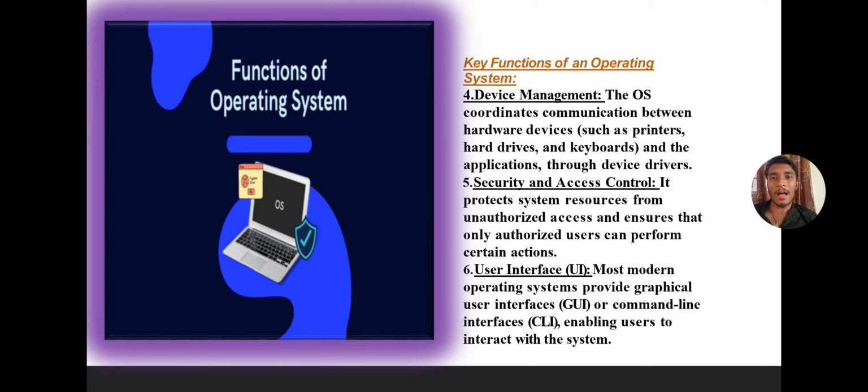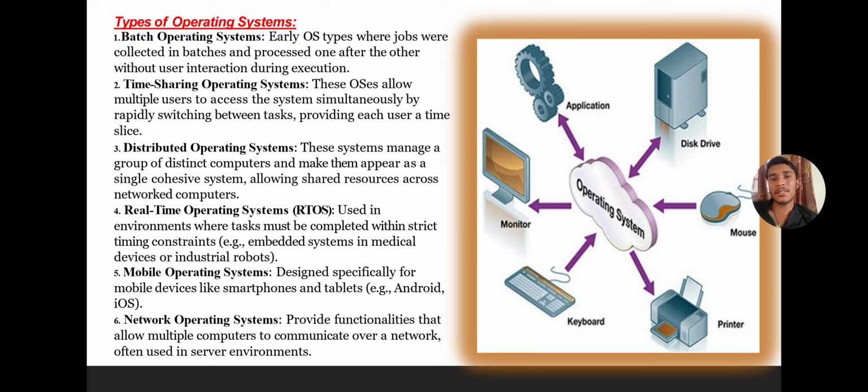Then it also works as security and access control. It protects the system resources from unauthorized access and ensures that only authorized users can perform certain actions. Then user interface. Most modern operating systems provide a graphical user interface, that is GUI, and a command line interface, CLI, which enable the user to interact with the system. So these are the key functions of the operating system.